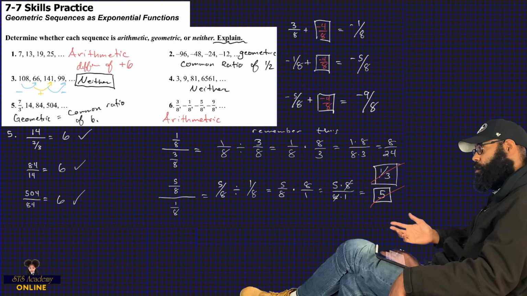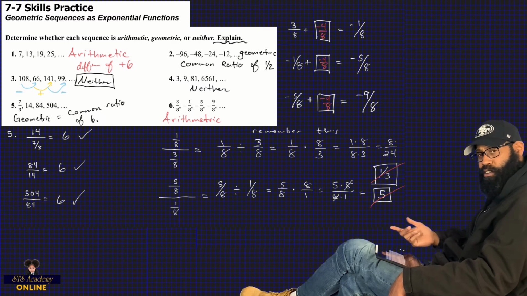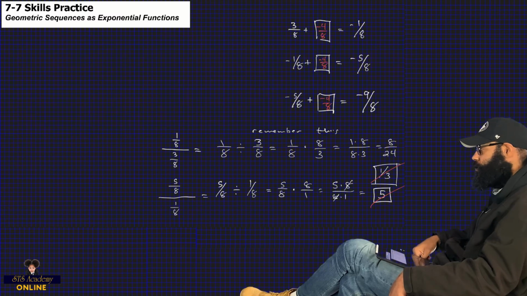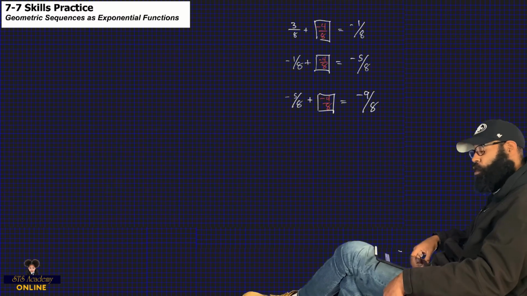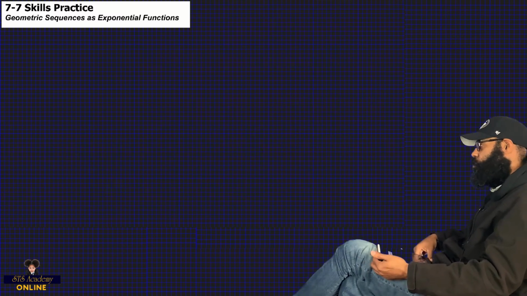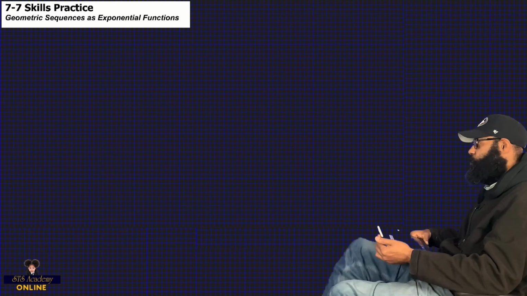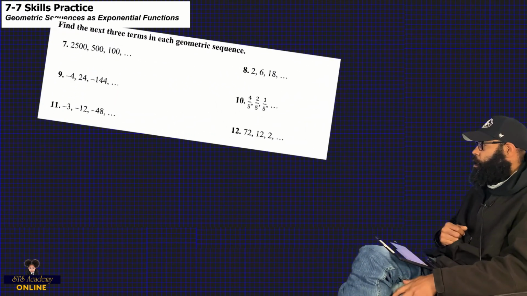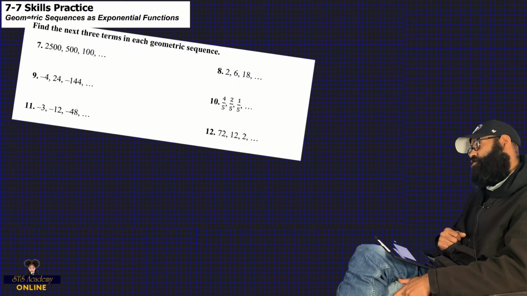Part 1, again, when I started, guys, they're just patterns. Are there patterns that are using addition or subtraction, or patterns that are using multiplication and division, right? And that's where the common ratio or a common difference is what we were looking for. Now for the second component, find the next 3 terms in each geometric sequence.